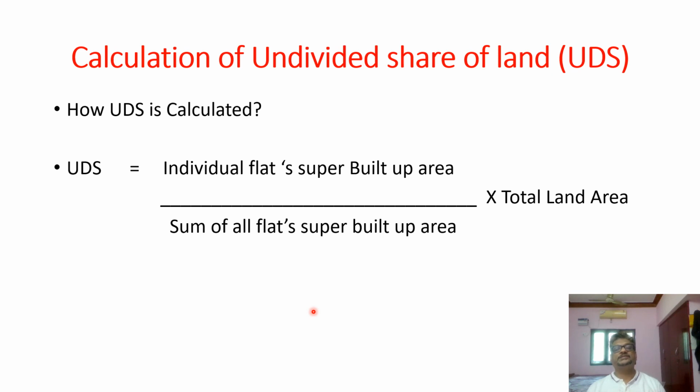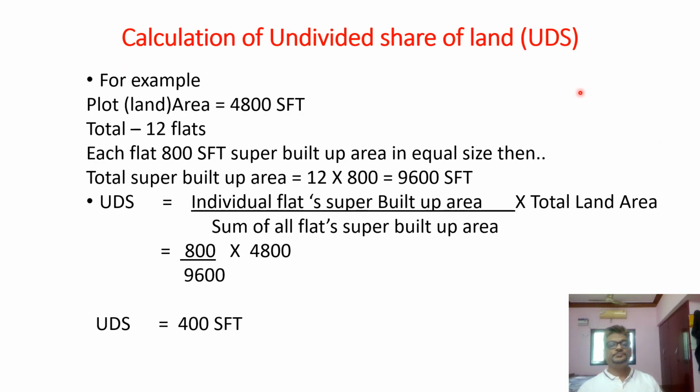Now, let us see how the calculation of the undivided share of land, UDS, is done. There is a formula for it. UDS equals the individual flat super built-up area divided by the sum of all flat super built-up areas, multiplied by the total land area. This is the important formula for the calculation of UDS, that is, the undivided share of land. We will take an example and see the calculation.